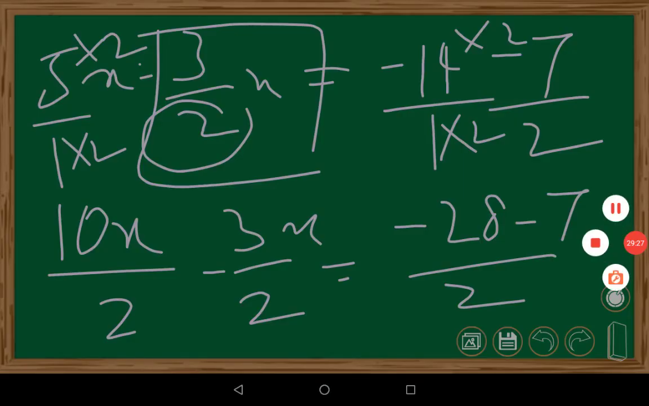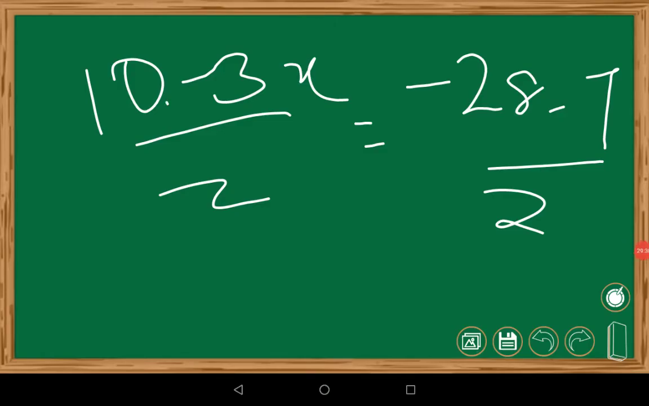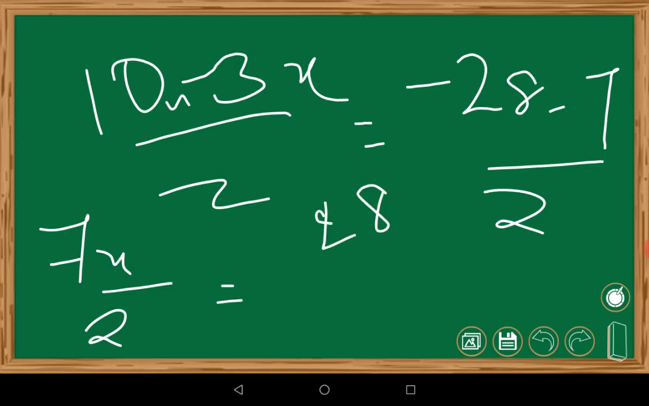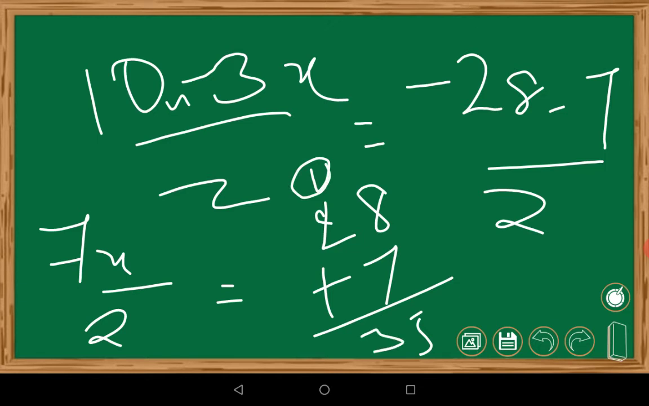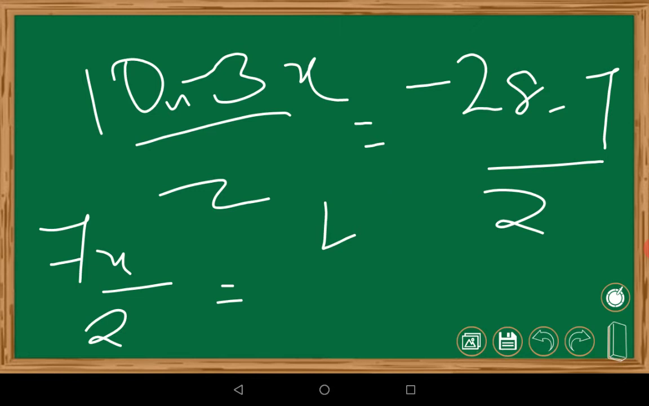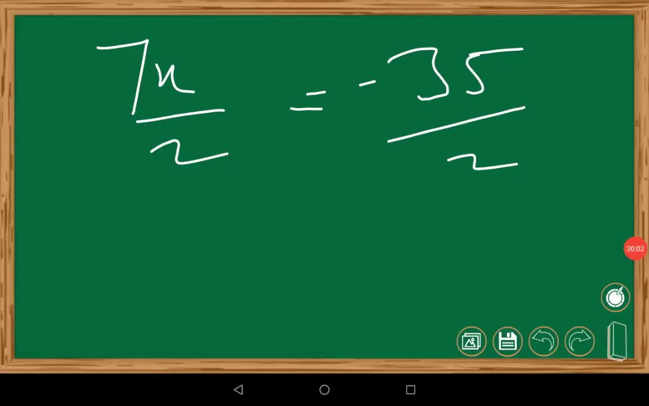Yes, we were here. So 10x minus 3x is going to be 7x by 2, is equal to minus 28 minus 7 by 2, that means we have to add these two, so 28 plus 7 we have to do. 7 plus 7 is 14, 15, and here 1, so it is going to be 35. So 7x by 2 is equal to minus 35 by 2. Am I right? Yeah. Now let's continue. Now what we are supposed to do is, we can send this 7 by 2.